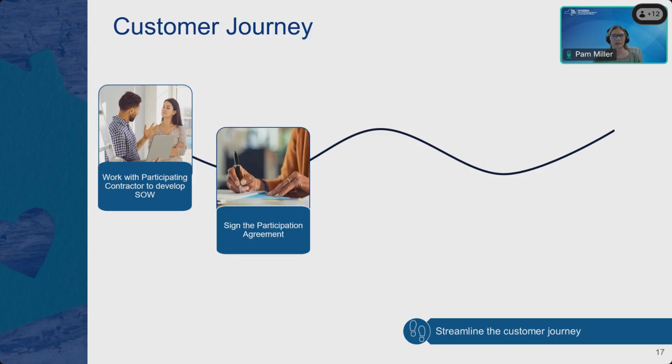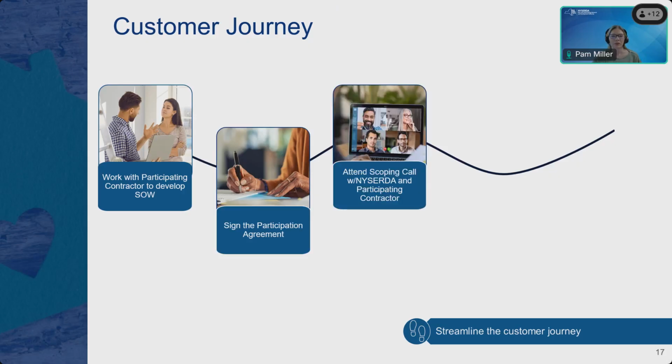Next, the owner will sign a participation agreement, which confirms their understanding and interest in participating in the AMP-UP program. The owner will then join their participating contractor on a scoping call with the NYSERDA program key team members. The scoping call will review the program rules and go over roles and responsibilities of everyone involved. This is also where an owner may learn about their eligibility for resilience enhancements, and we will review potential incentives.